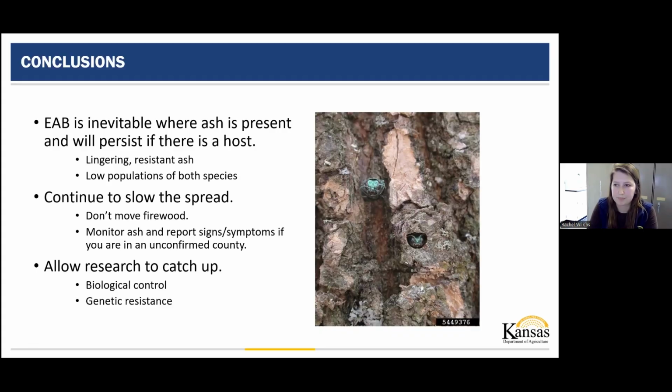unconfirmed county. And so we encourage the public to do all these things so that we can allow research and our long-term understanding of emerald ash borer just to catch up. Also, we want to give time for those biological control agents to establish. And we also want to allow research looking into genetic resistance in ash to catch up as well, so that we can continue to have those important native ash species in our landscape.